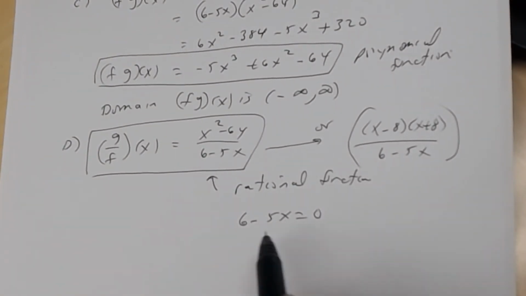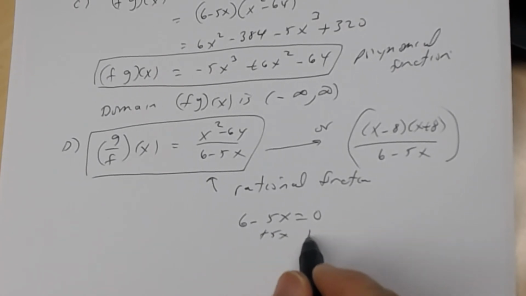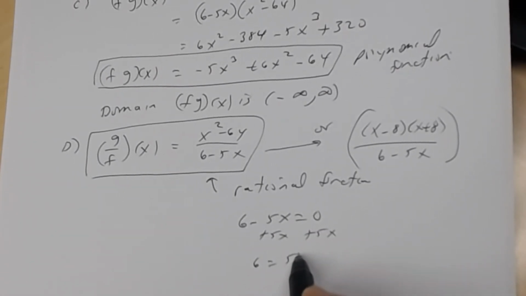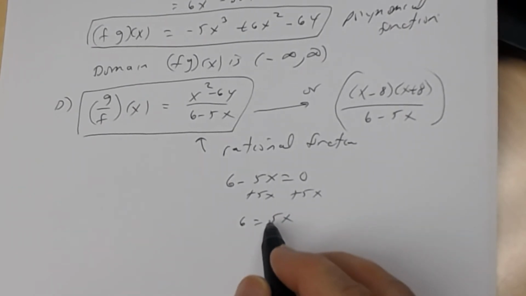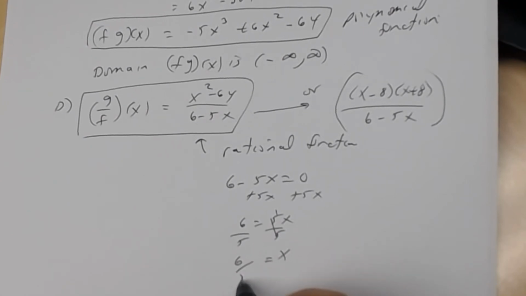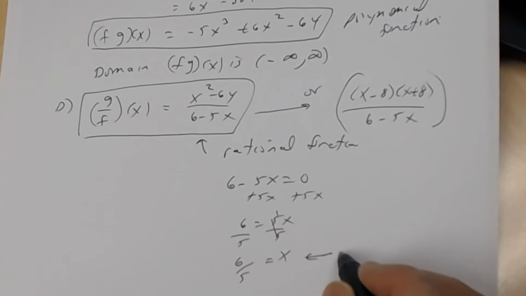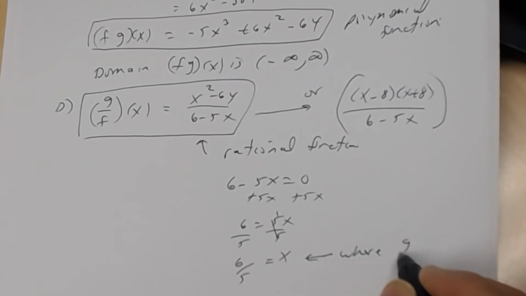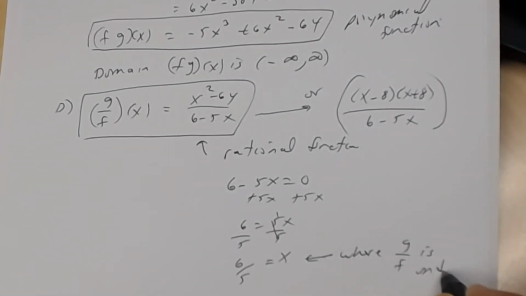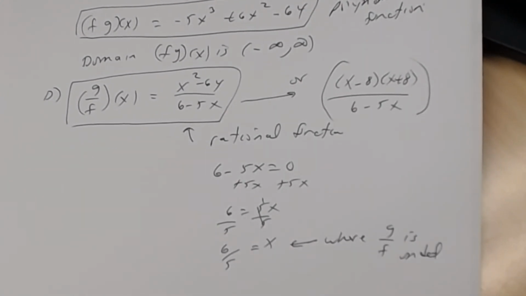So that's linear, so I'm going to go ahead and solve for x. I'm just going to go ahead and add 5x to both sides. So I get 6 equals 5x, right? And to get x by itself, I'm going to divide both sides by 5. And I found my restriction. So the only value of x that makes my function undefined, so this is where g divided by f is undefined, is 6/5. So that's what I just found. Okay? All right, now let's go ahead and discuss what that means.